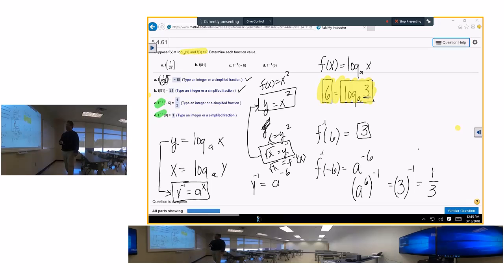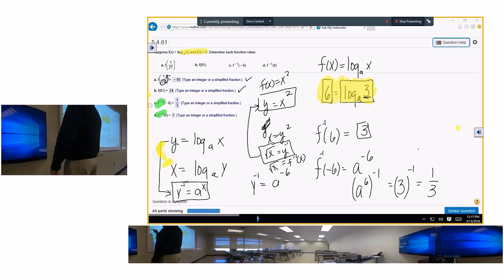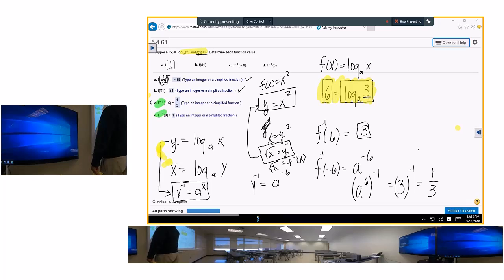So it's kind of like the opposite, all right? So when you do these two right here, you've got to remember that this says f to the negative 1. This right here says f to the negative 1 of 6. When I plug in 6, I'm going to get 3. And that's where you get this right here.